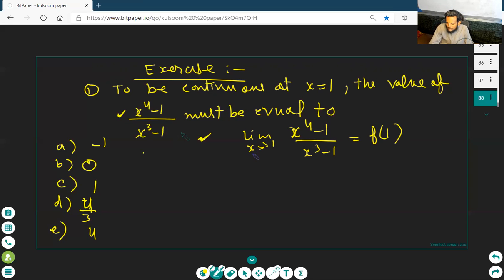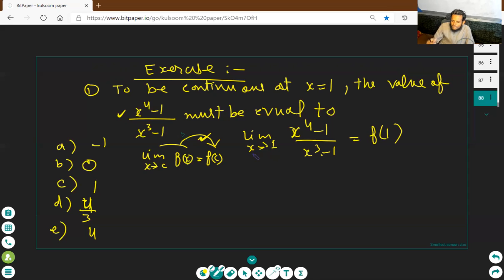This is the definition of a continuous function: the limit of f of x as x approaches c is equal to f of c. The limiting value is equal to the functioning value. Clear? If you put 1, you get the 0 by 0 form. It is an indeterminate form.